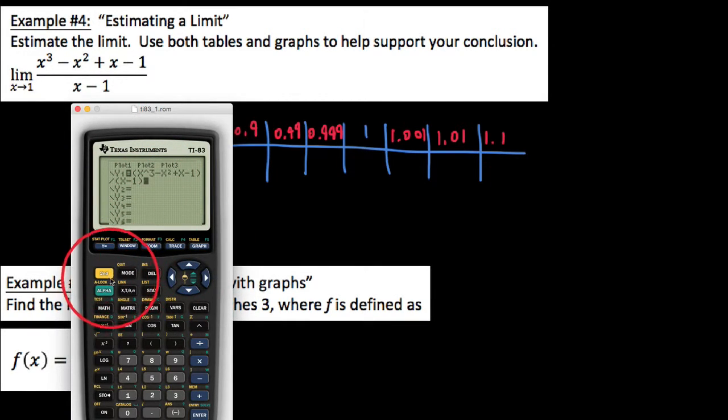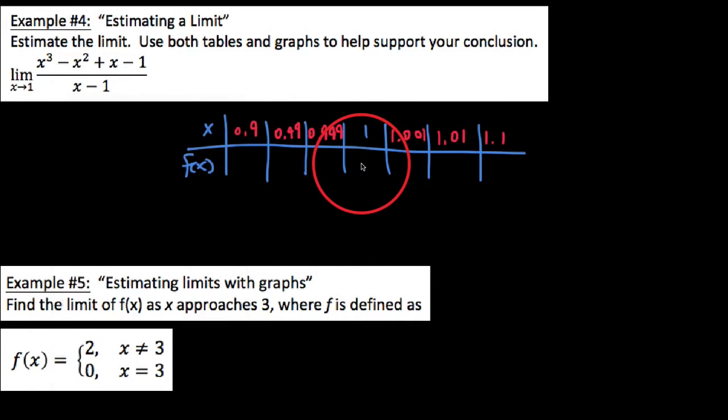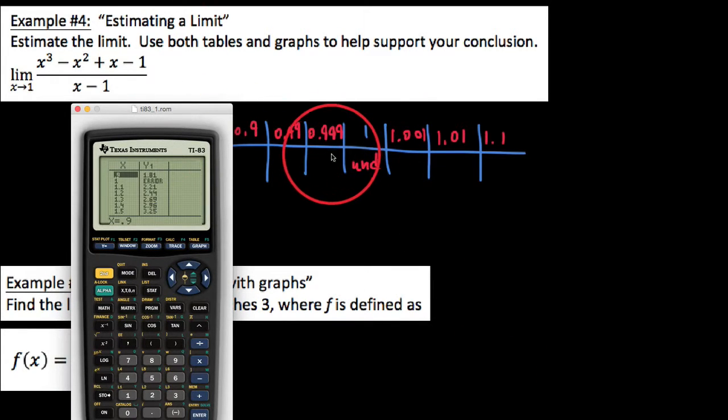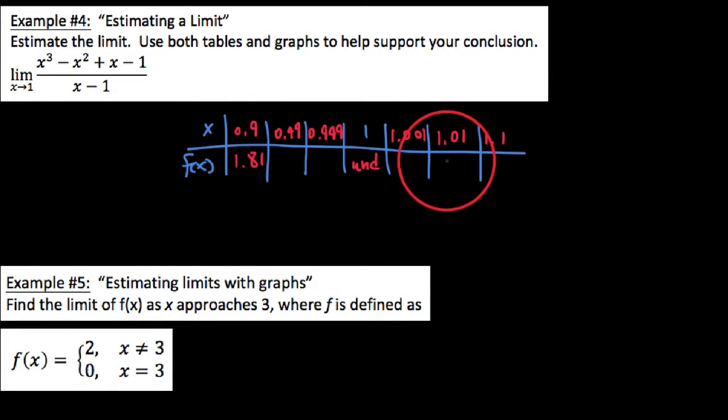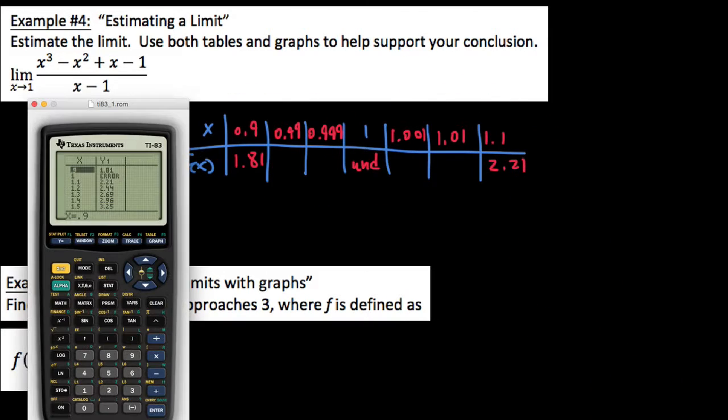As we look at our table, we'll go to table set. We should start our table at the x value for which we're evaluating the limit. So starting at 1, because we want to know its behavior around 1, we'll go by an increment of 1/10. Opening up the table, we see it's undefined when x is equal to 1. But that's not to say our function doesn't still get really close to a single y value from both sides. At 0.9 it looks like 1.81, and at 1.1, 2.21.